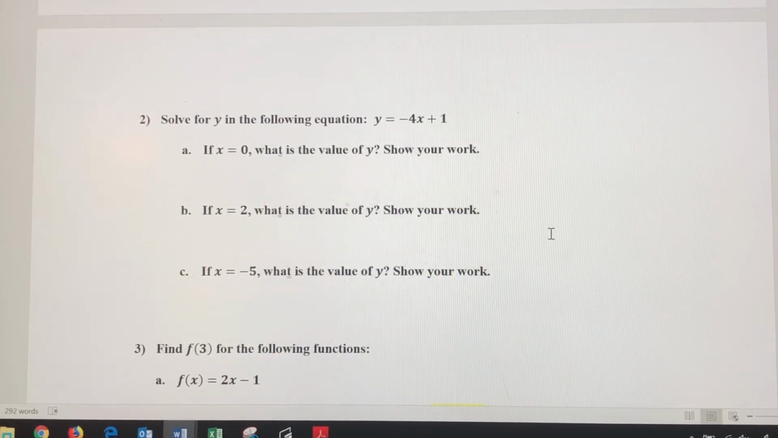Okay, pause the video here and let's try to evaluate this equation, this linear function here, for these three values of x, okay?